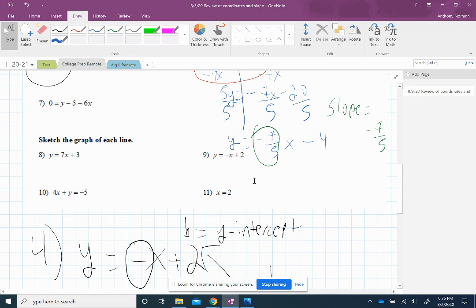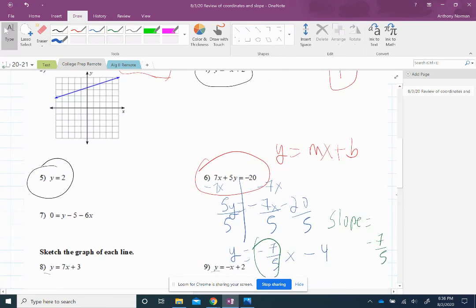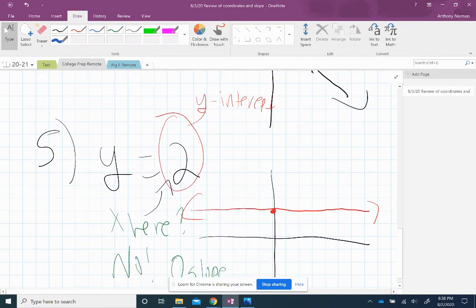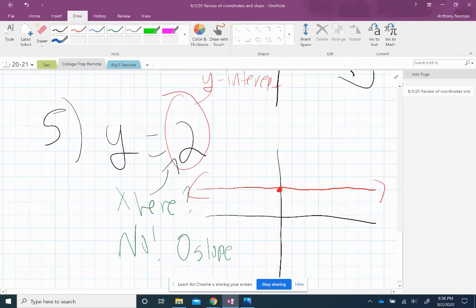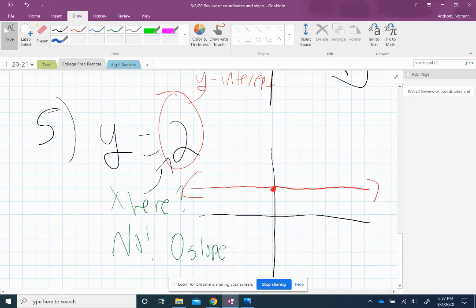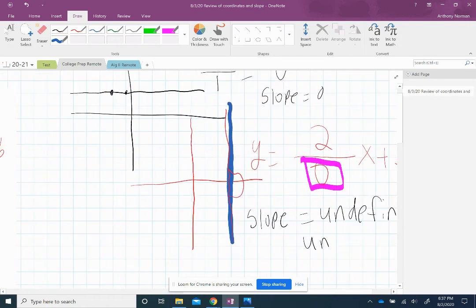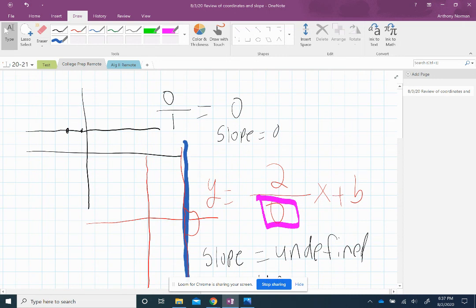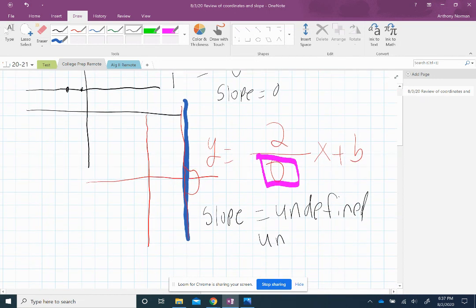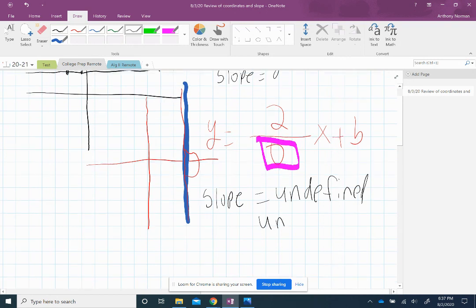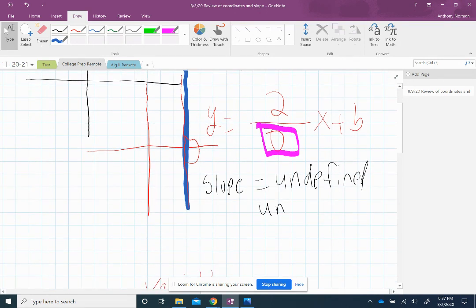So we're almost done. We're going to cover one last example. This one's a little different. All of these have y's in them. This one does not. If we look back at an early example, we have y equals 2. And when we had y equals 2, the line was flat. There was no slope. If we look here, we have an undefined slope. When the slope is undefined, we have a vertical line.